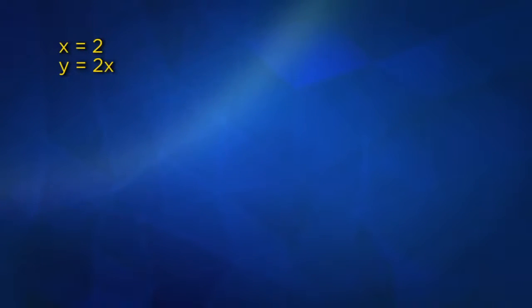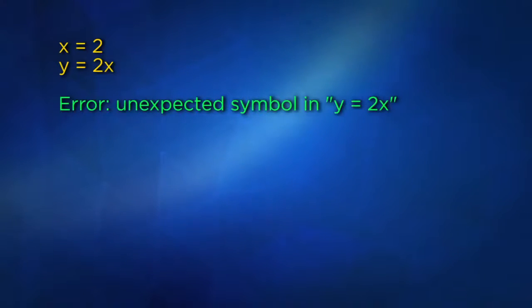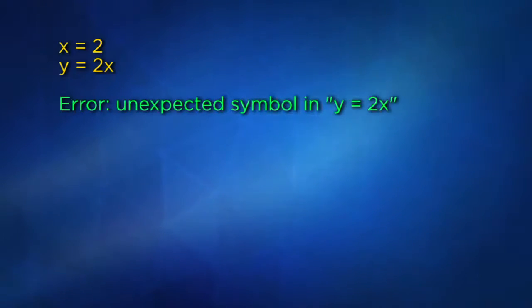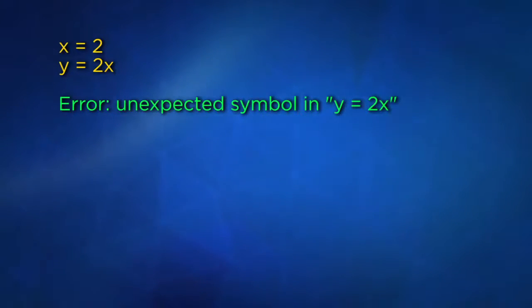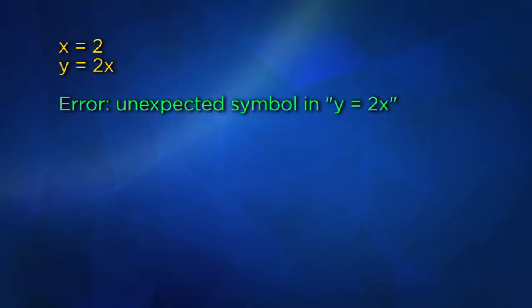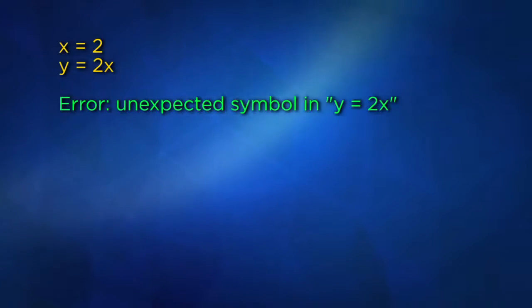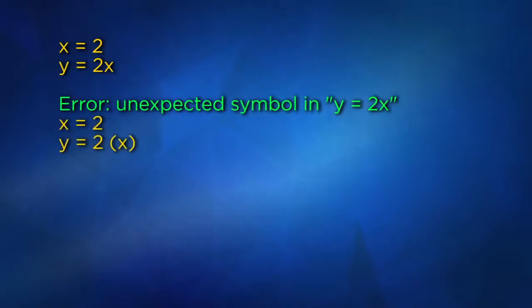Let's look at an example in R where we're going to get an error. Here we've set x equal to 2, and we want to set y equal to 2 times x. How do we do that? Well, first, notice we wrote just y equals 2x, but we get an error in R: unexpected symbol in the y equals 2x. What does it mean? Well, we've got a 2 next to an x, and R doesn't really know what to do with that. Okay, what if we try parentheses?